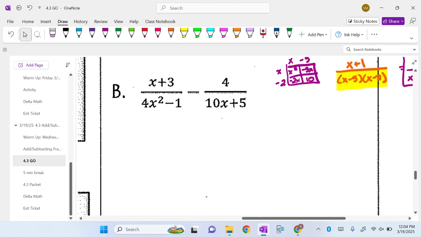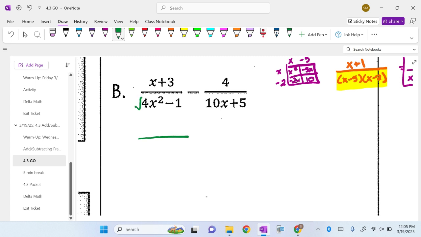So let's go ahead and factor our denominators. If I'm factoring my denominator, the first one, what's special about the first denominator? It's a difference of squares. So how do I factor it? Take the square roots and then do what? Right. We separate one of the two square roots by a plus, the other one by a minus.